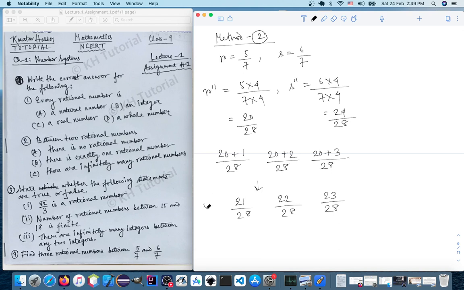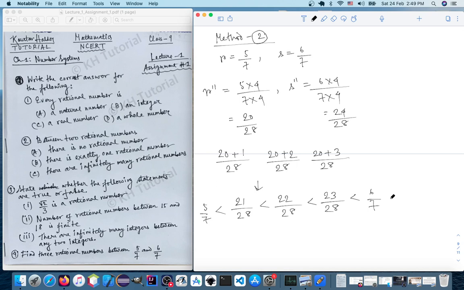So we will have 5 by 7 less than this, less than this, less than this, less than 6 by 7. So the three rational numbers that we have found are 21 by 28, 22 by 28, 23 by 28. So this was method 2.